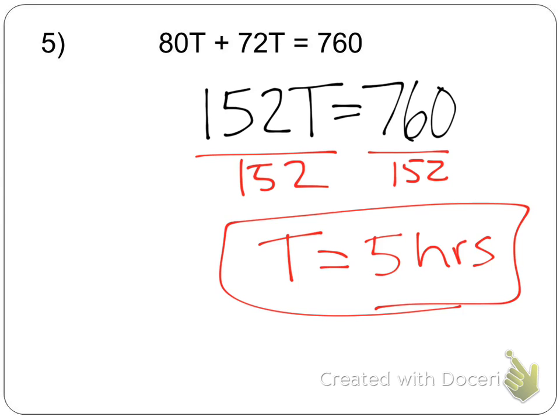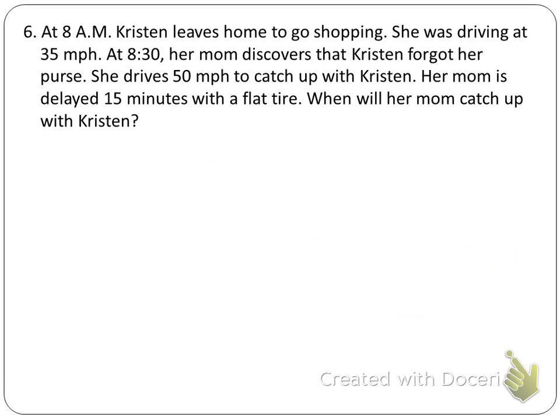No. All right, we have one more, right? One more in your notes? At 8 a.m., Kristen leaves home to go shopping. She was driving at 35 miles an hour. At 8:30, her mom discovers that Kristen forgot her purse. She drives 50 miles per hour to catch up with Kristen. Her mom is delayed 15 minutes with a flat tire. When will her mom catch up with Kristen?